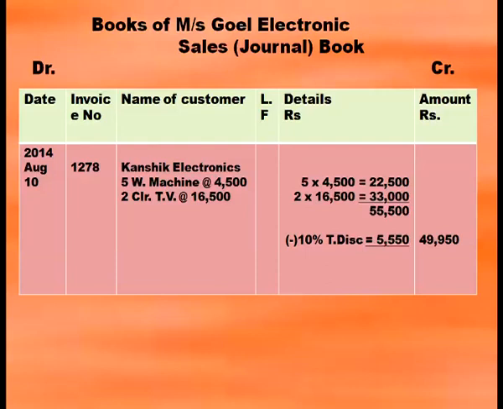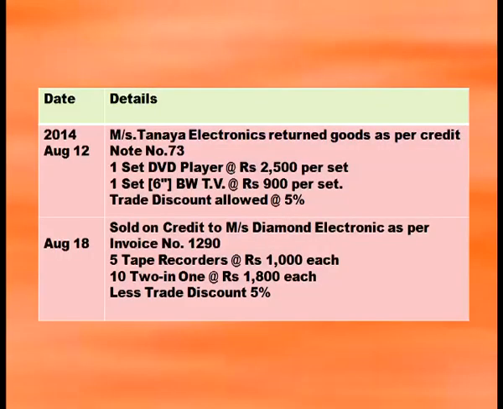Color TV at rupees 16,500. 5 into 4,500, 22,500 in the details column. 2 into 16,500, 33,000, and 22,500 plus 33,000 will give you 55,500. Less 10% trade discount, that is 55,500 into 10 by 100 will give you 5,550. 55,500 minus 5,550, 49,950.